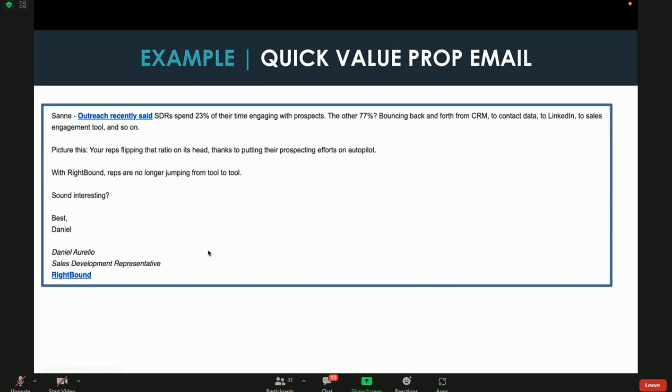We talked about quick value proposition emails. This email is actually one of our own emails. This is simple, nothing too unique here, but it's talking about research that says SDRs are spending 77% of their time on manual prospecting, and then it says, picture this. What if we flip this so that instead of 77% on manual prospecting, they spend it on actually engaging and communicating with their prospects? This is what RightBound could provide you. Sounds interesting, right? Interest-based CTA, it's not asking for a meeting. Good email that is generating positive email replies.